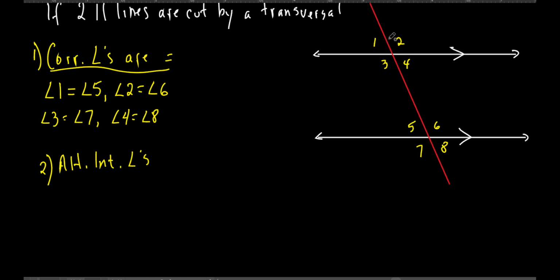What do you think might be true about the alternate interior angles? Look at 3 and look at 6. What does it look like they might be, the relationship between them? Look at 3 and 6. They're both obtuse, right? So what do you think? They're equal to each other as well. Exactly right. Okay, so the alternate interior angles are also equal to each other.